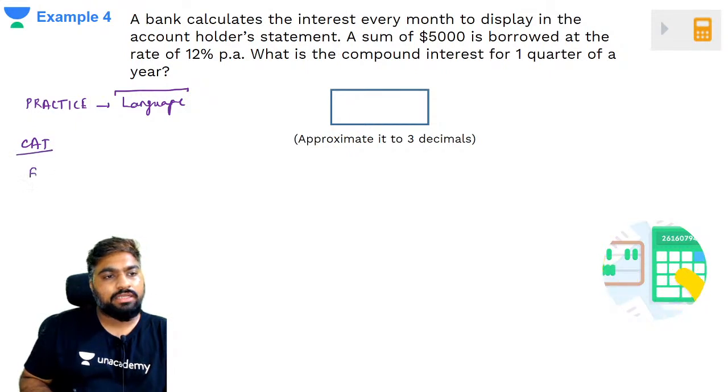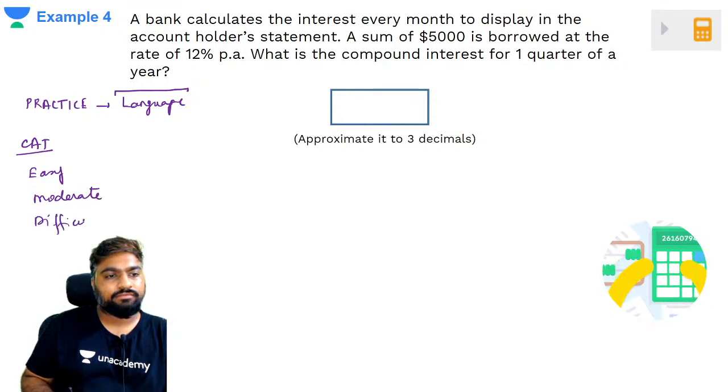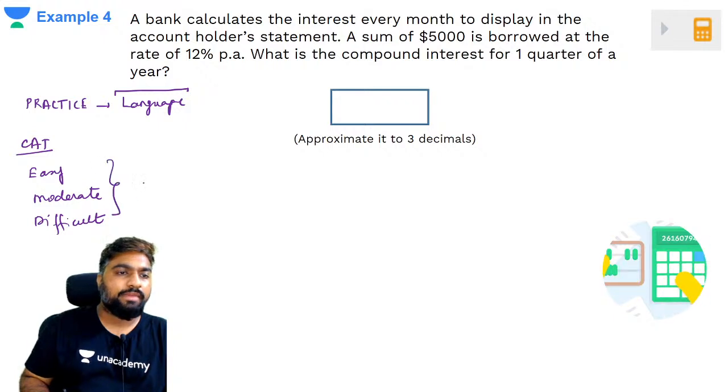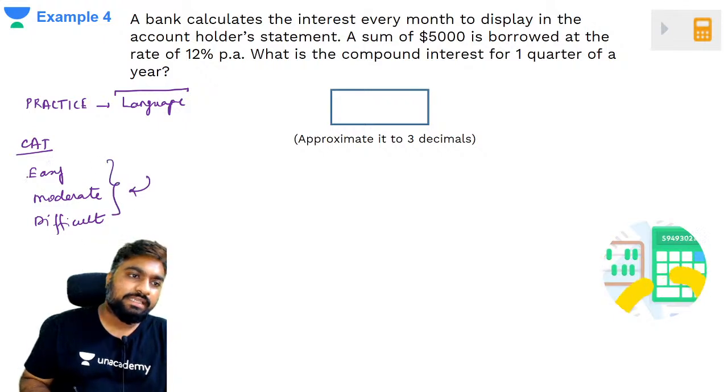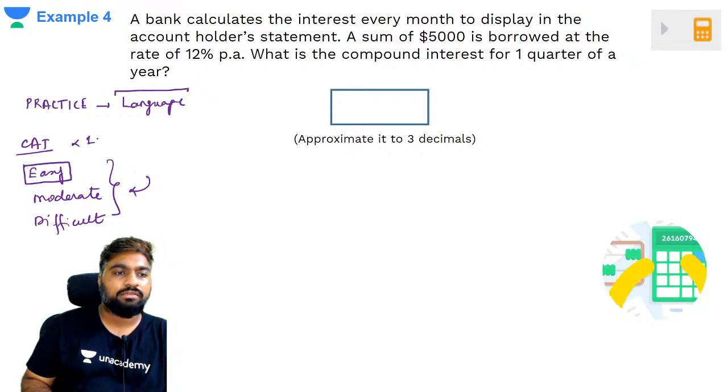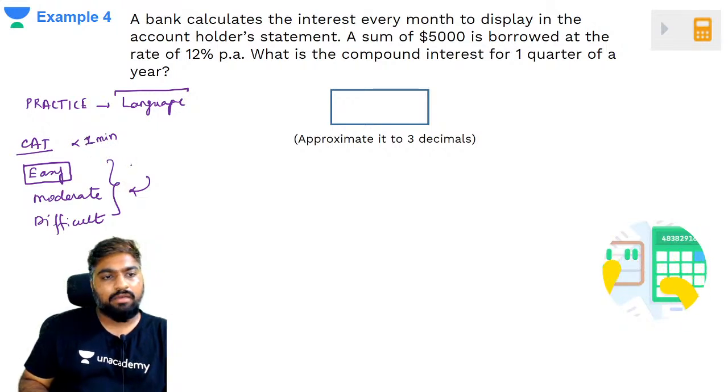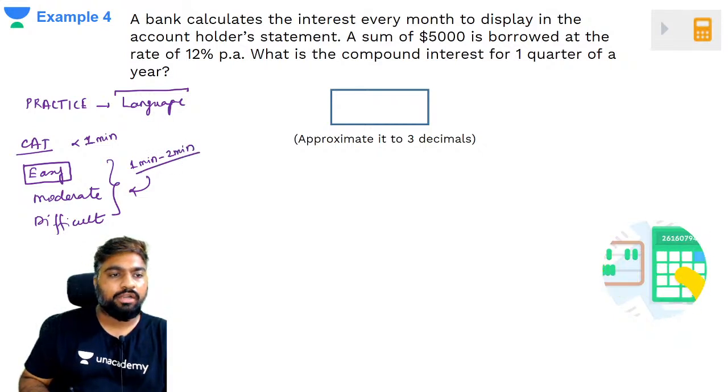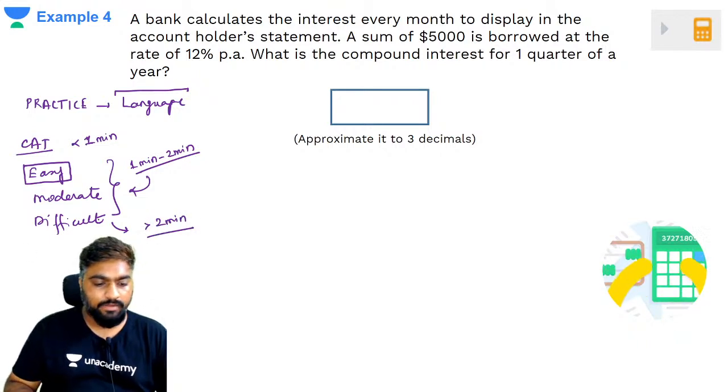There are easy questions in CAT, there are moderate questions in CAT, and there are difficult questions in CAT. You will get a good mix of these questions. You will see a lot of easy questions that you can solve in less than 1 minute. You will see questions that will take you about 1 to 2 minutes, called moderate questions. And you will come across questions that take you more than 2 minutes. Those are difficult questions.